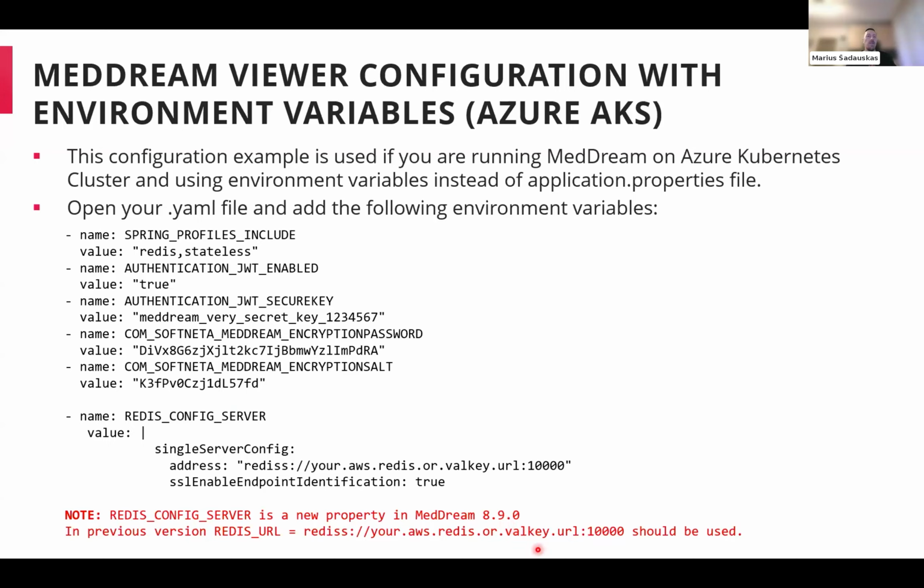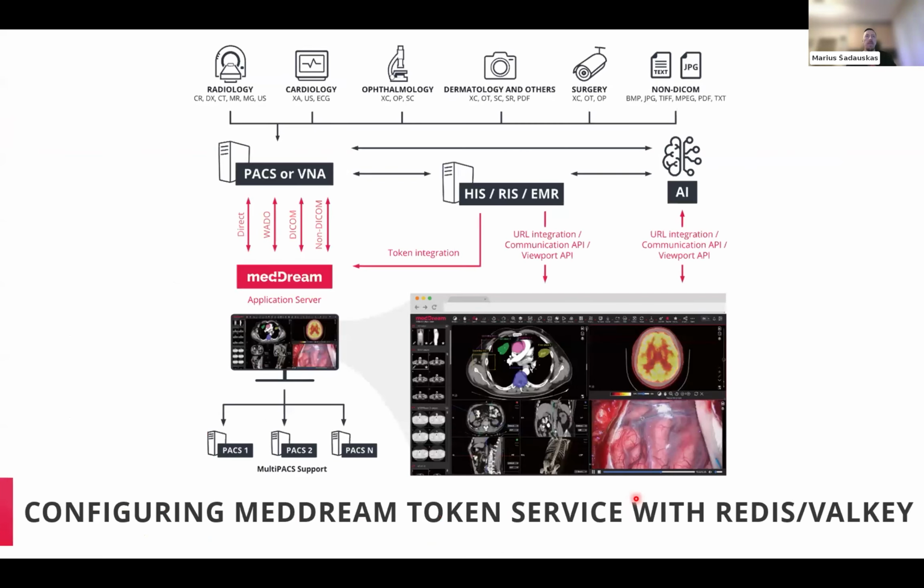In older versions, you would use the Redis URL and provide only the URL of the Redis with the IP or hostname and the port. And once you do this, of course, you will redeploy, reapply on AWS or Azure, and it will start. It will connect to your Redis or Valkey service.